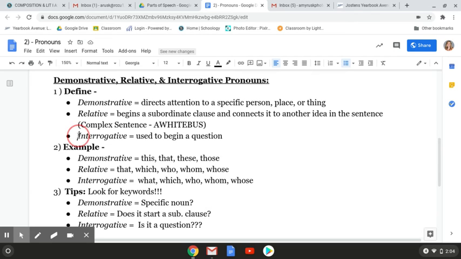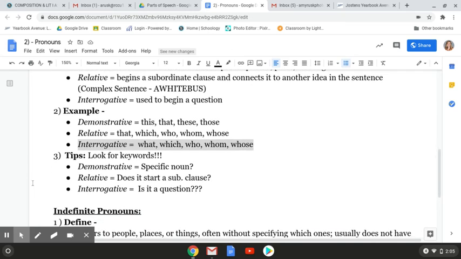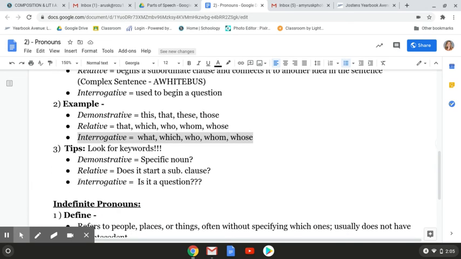If it is an interrogative pronoun, it's going to start a question, and then obviously the question is going to end in a question mark. So if the sentence starts with any of these interrogative pronouns, what, which, who, whom, and whose, and it ends in a question mark, that's easy. It's automatically going to be interrogative. Tip for an interrogative pronoun, is it a question? Does it start with an interrogative pronoun and end with a question mark? Then it's an interrogative pronoun.